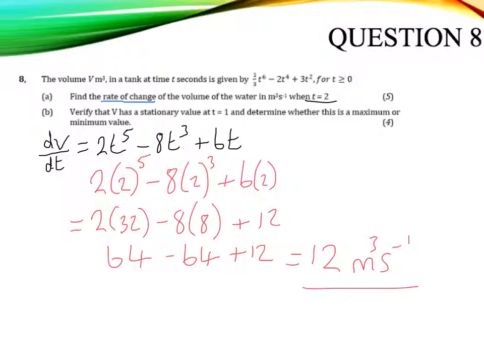Okay, so part A is done. 5 marks for this, but that's mainly because it's interpreting the question. It doesn't tell you anywhere, find dV by dt, hence work out such and such. You're just expected to remember that this is what we're doing. So the key word: rate of change. Okay, let's look at part B then.